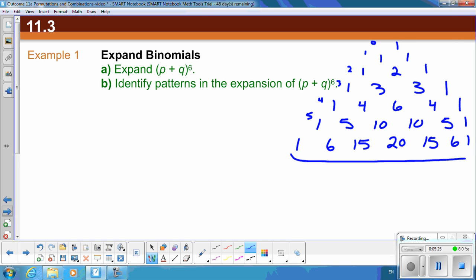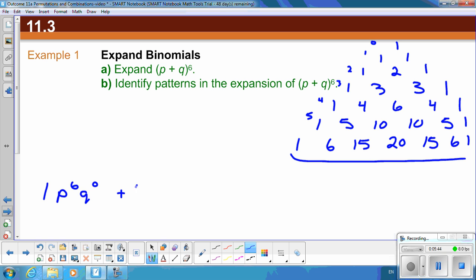So the first coefficient is a 1. Then we're going to have p to the power of, remember that our exponents for p are going to start at the highest power. So it's going to start at 6 and they're going to decrease with each term. Q is going to start at 0 and increase.